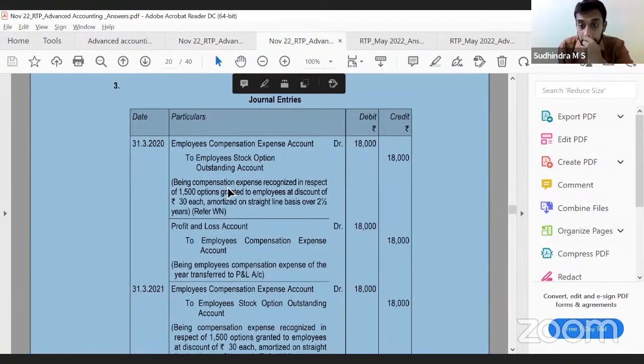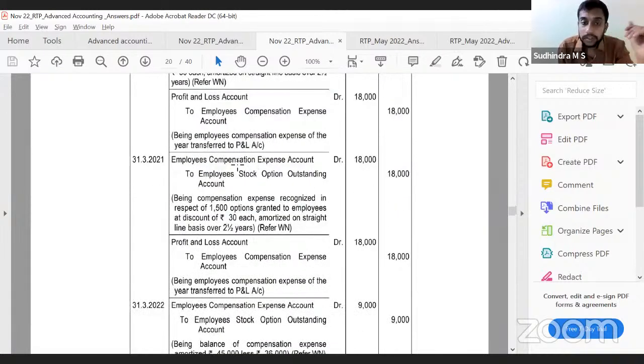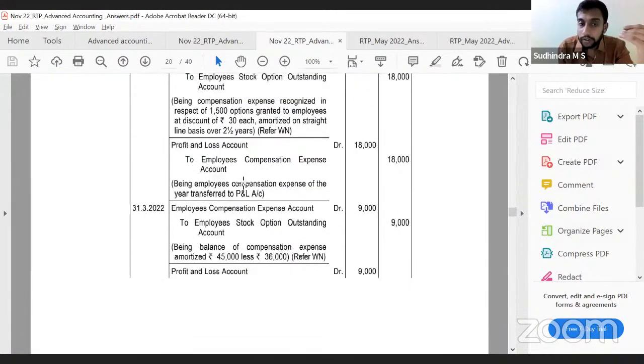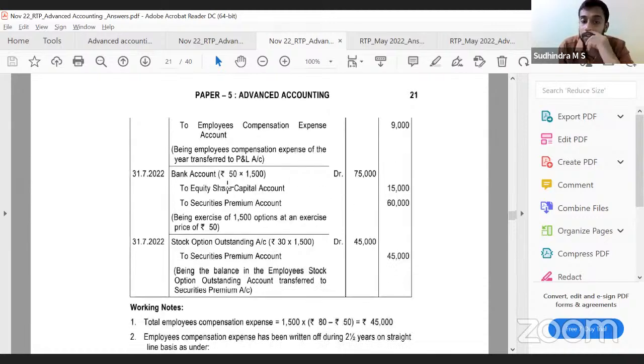Employee compensation expense account debit to ESOP outstanding account, P&L account to employee compensation expense. Then receipt: bank account debit to equity share capital account and securities premium account, because out of 50 rupees, 40 rupees is securities premium. Then ESOP outstanding account debit to securities premium, balance in ESOP outstanding account transferred to securities premium.